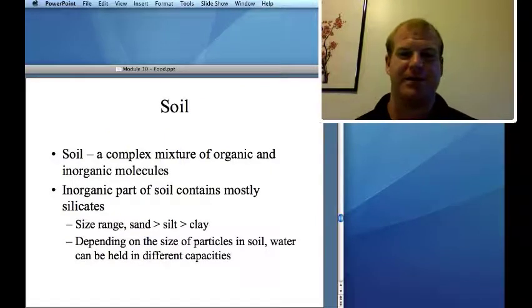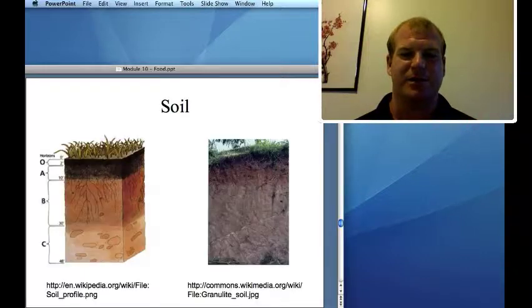So soil is a mixture of organic and inorganic molecules, and the inorganic part is mostly silicates. We talk about that in chemistry of the Earth. And the big particles are called sand, the medium ones are silt, and the smallest ones are clay. And these are all important because they deal with the water holding capacity of the soil.